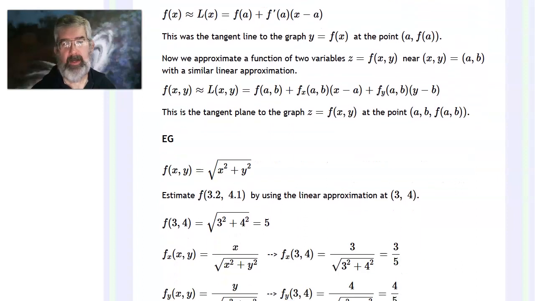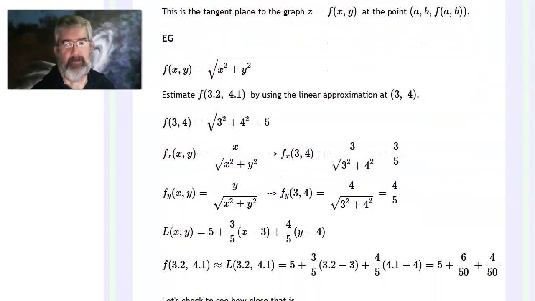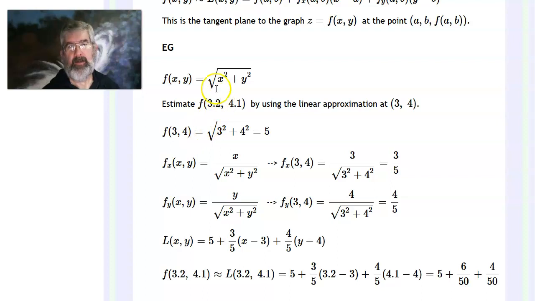I've got f of x equals the square root of x squared plus y squared. This, if you look at the graph, is actually a cone. And I want to estimate what is f of 3.2 comma 4.1. And, if I had a calculator, I could just plug it in and find out.